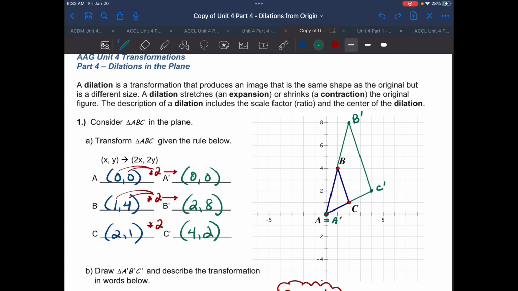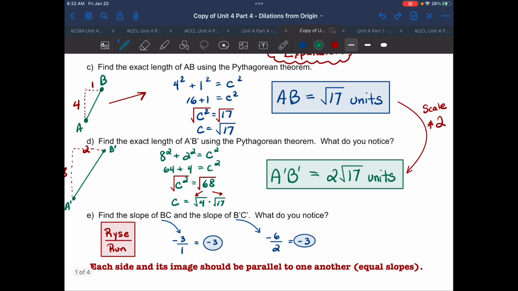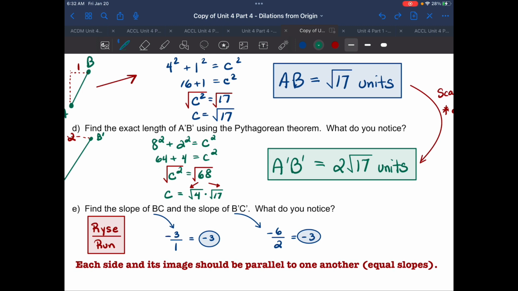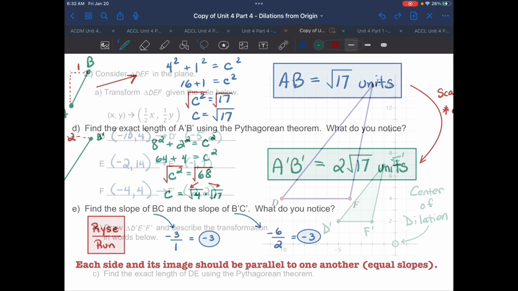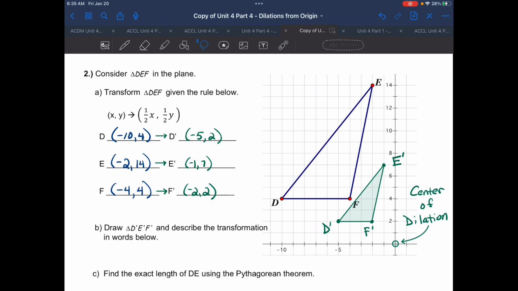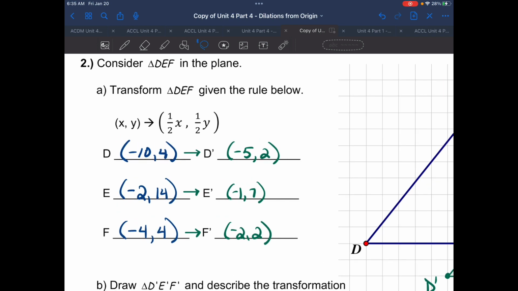All right, so regardless, one last thing that we should mention is that if you're finding the slopes from one side, or the pre-image, to another side, the image, the slopes should be the same steepnesses. And you can see here, they simplified to -3. So each side and its image should be parallel to one another, right? They have equal slopes.